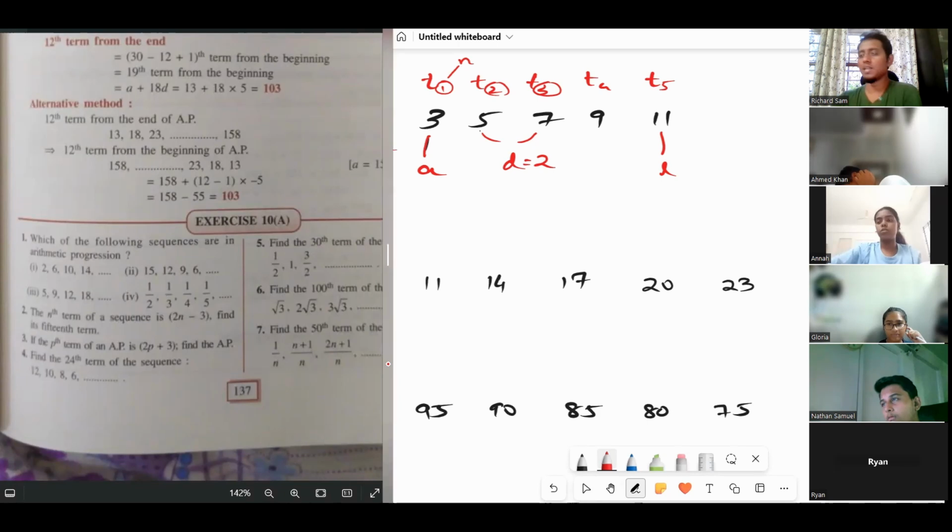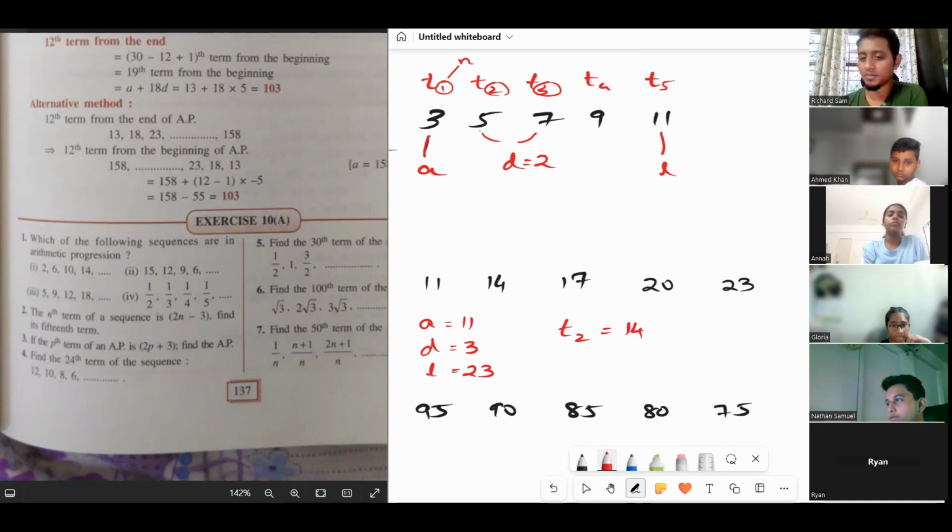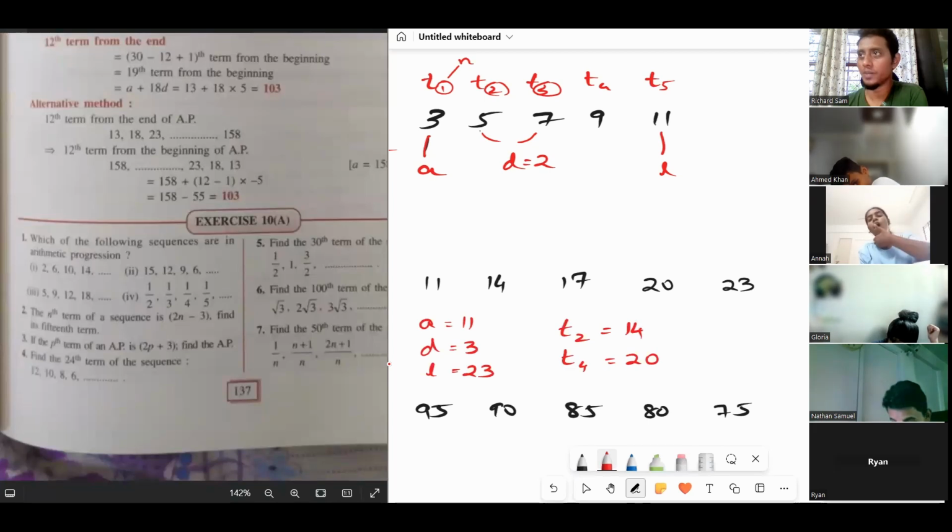Okay, for the next one, tell me what is A? A is 11. What is D? 3. Okay. What is L? L is 23. Now I can say like this, T2 is equal to dash. T2 is 14, right? T2 means the second term. T4 will be 20. Do you understand, everyone, how we can represent the terms?